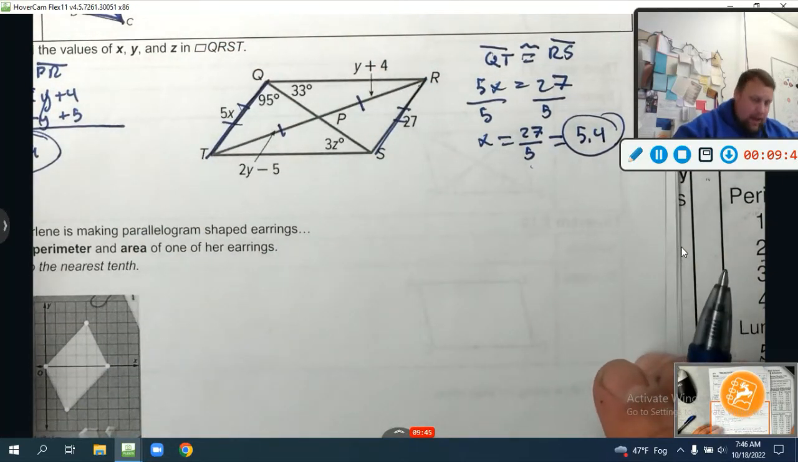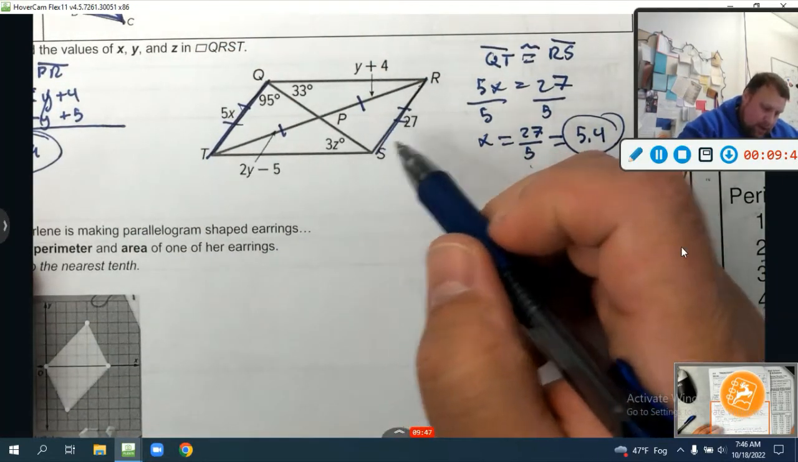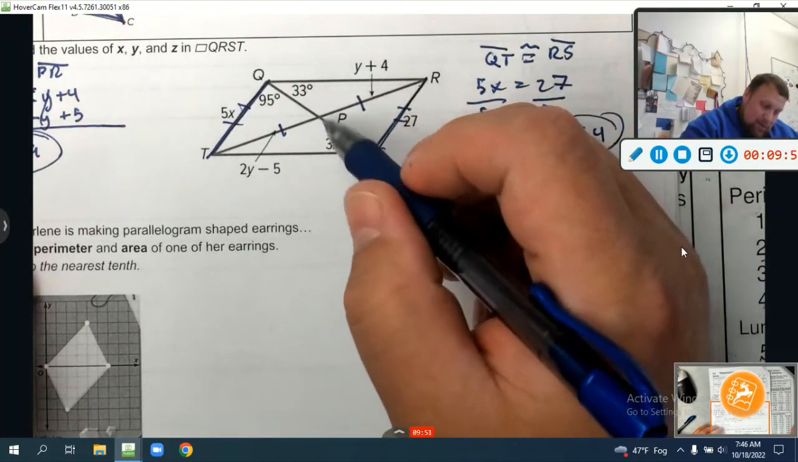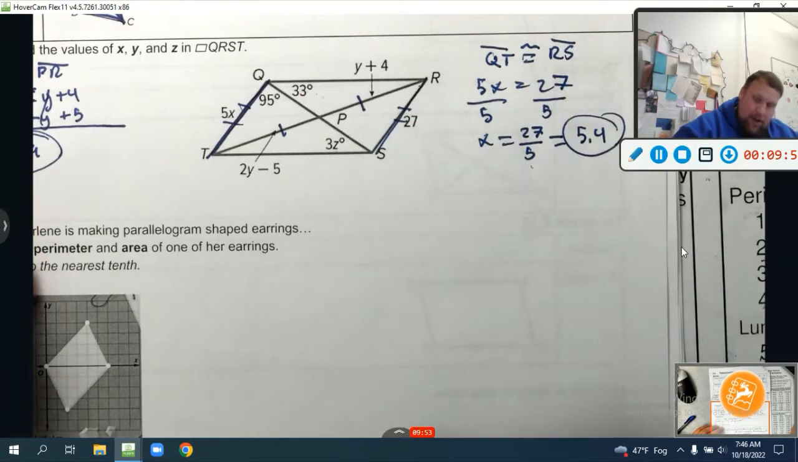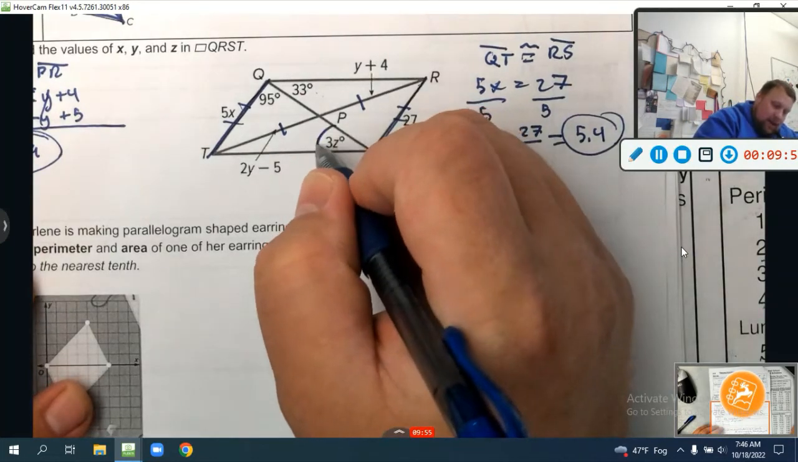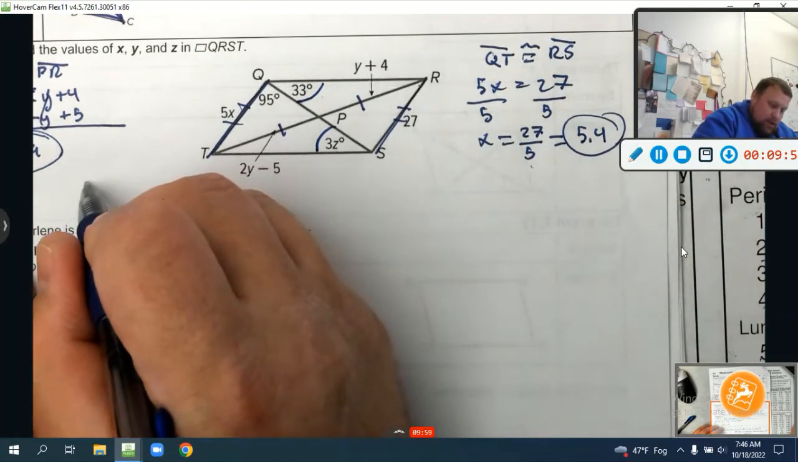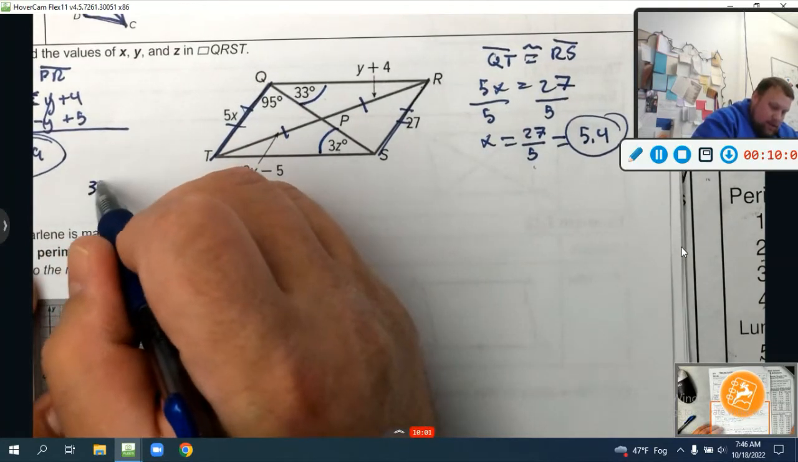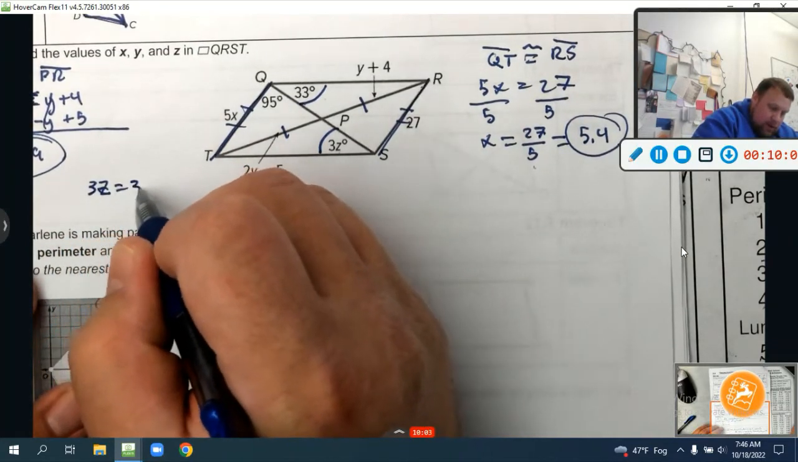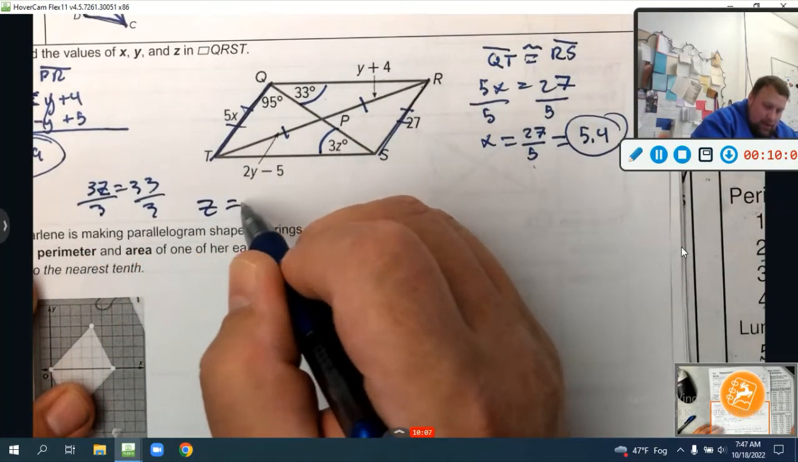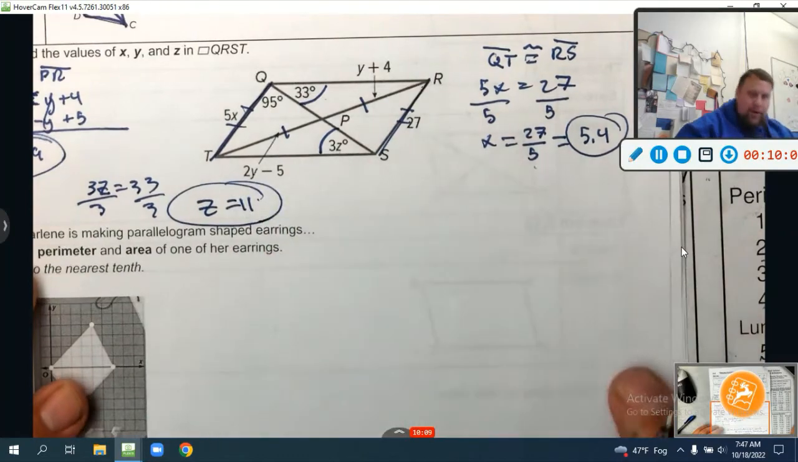Now let's look for z. Where's z at? 3z. Oh, these would be alternate interior angles. So I know that angle 3z is congruent to angle 33. So 3z equals 33. Divide both sides by 3, and we get that z equals 11. We have solved for x, y, and z.